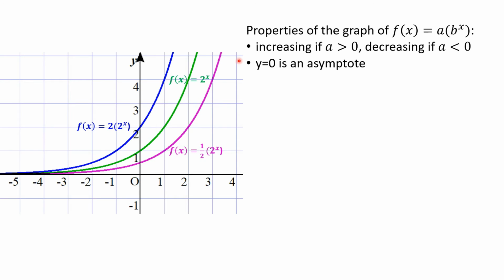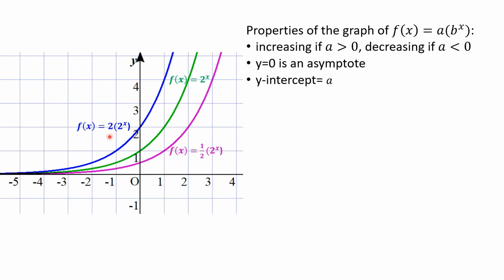Second, y equals 0 is an asymptote. So if we consider each equation or each graph, you will notice that they approach 0 but they will never touch or reach 0. They will never touch the x-axis. So since the equation of the x-axis is y equals 0, then this is what is meant by y equals 0 is an asymptote. Third, the y-intercept is equal to a.